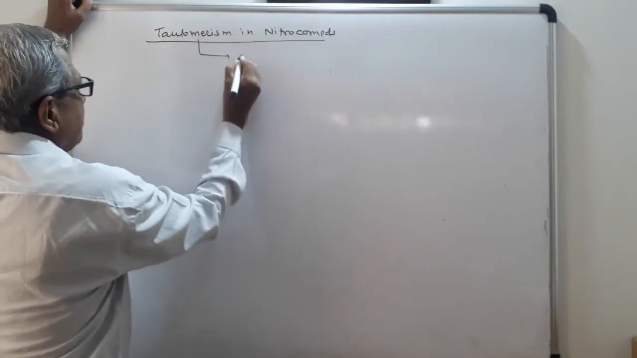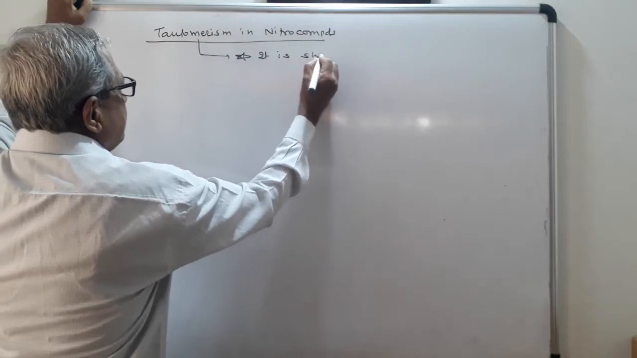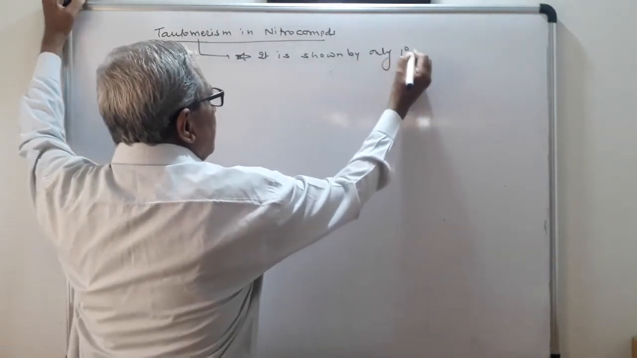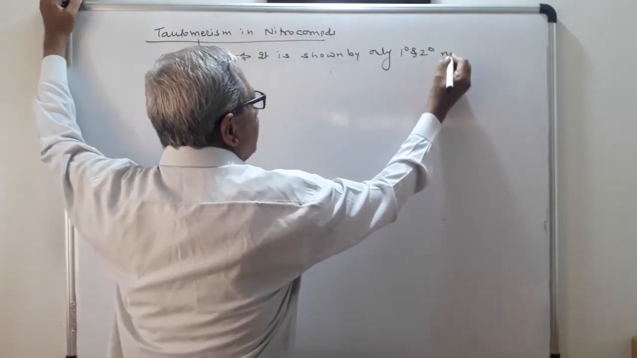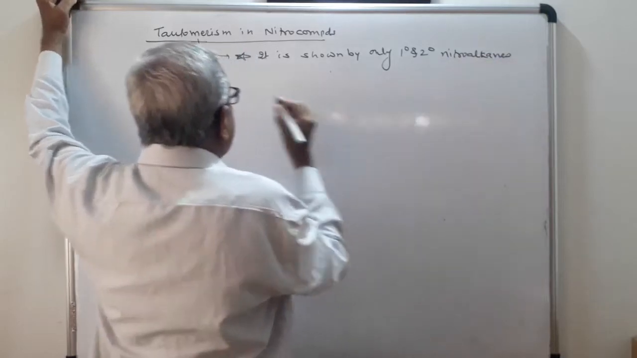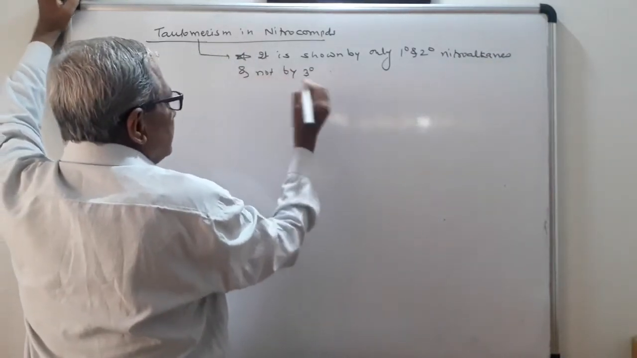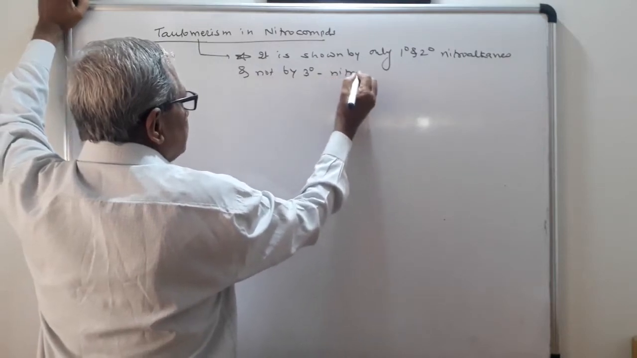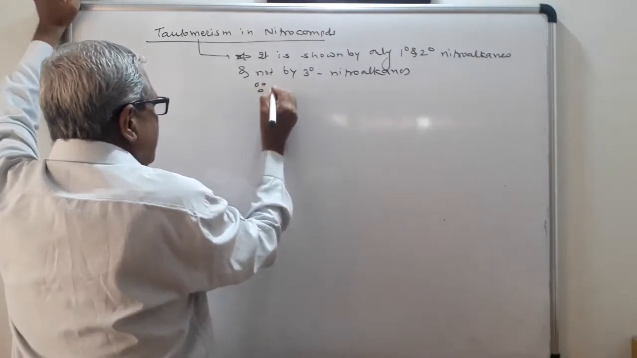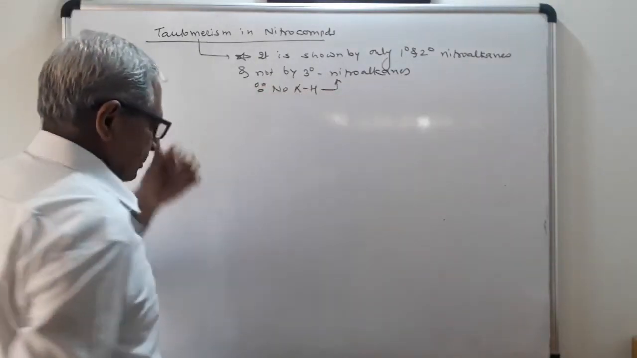So first important point, it is shown by only primary and secondary nitroalkanes and not by tertiary nitroalkanes, because there is no alpha hydrogen in tertiary nitroalkane.